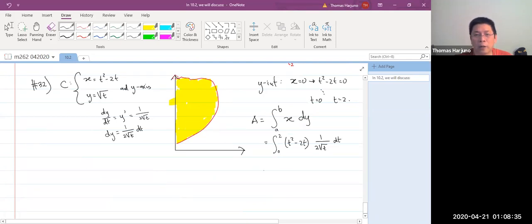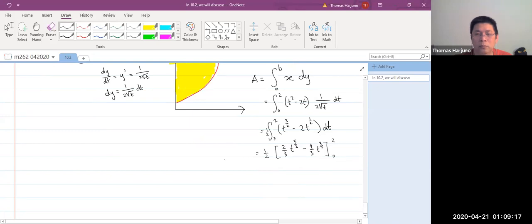Okay, let's go on from there. This is the integral from 0 to 2. Let me take the 1/2 out so that I don't need to deal with that all the time. And then t to the 3/2 minus 2t to the 1/2. When I integrate, I get 2 over 3 t to the 5/2 minus, that's 4 over 3 t to the 3/2, from 0 to 2. It's 2 over 3, 4 square root of 2 minus 4 over 3.